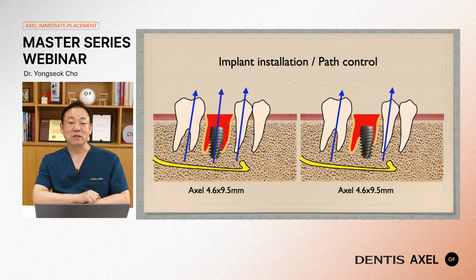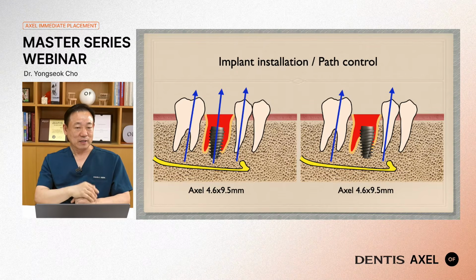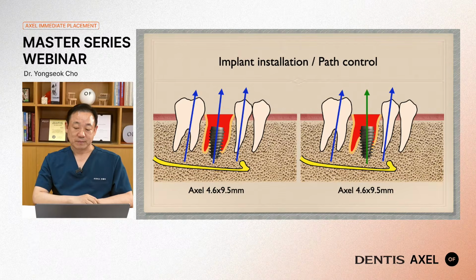Even if we place the implant slightly medially, we can correct the path slightly and aim the hole to the center. That's really acceptable in many clinical situations. So in many cases I prefer the right side. Okay, like this.